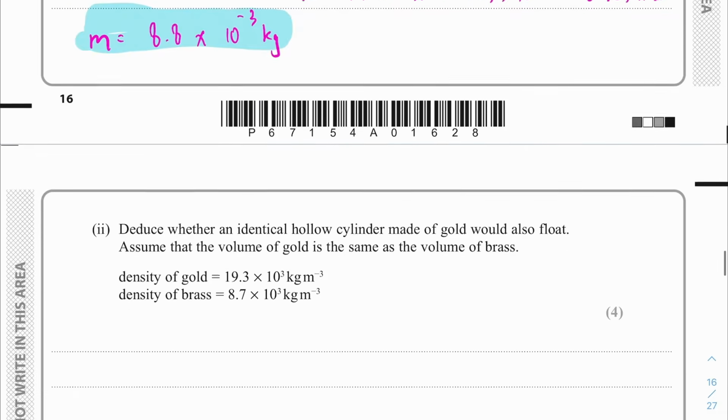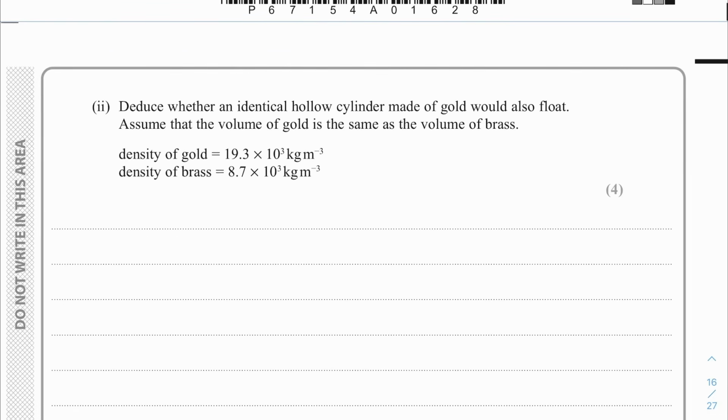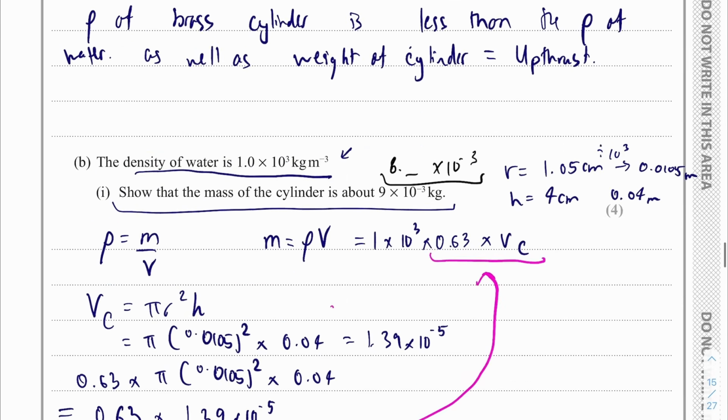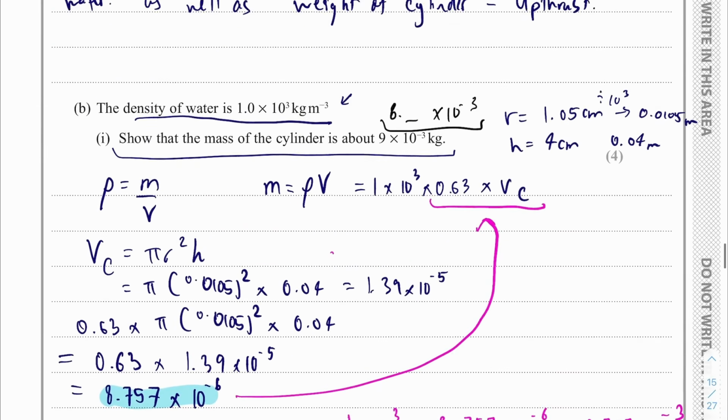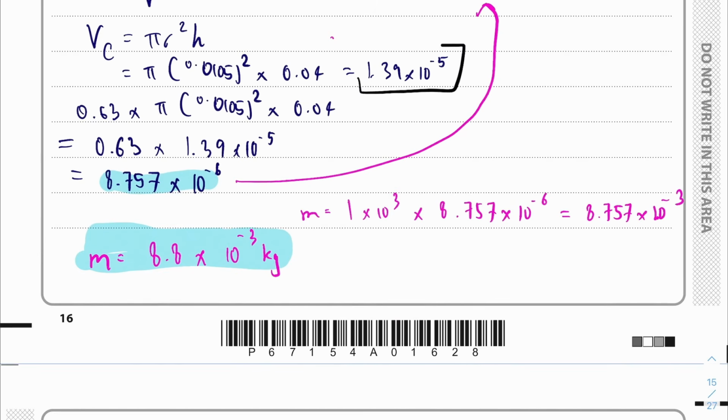Alright, let's move on to part II. Deduce whether an identical hollow cylinder made of gold would also float. Assume that the volume of gold is the same as the volume of brass. They've given us both densities. So they're saying the volume of the brass cylinder is equal to the volume of gold. What can we do with that information? Can we find the volume of gold needed? We should get a volume that's the same as this for it to float, right? For the gold to float.